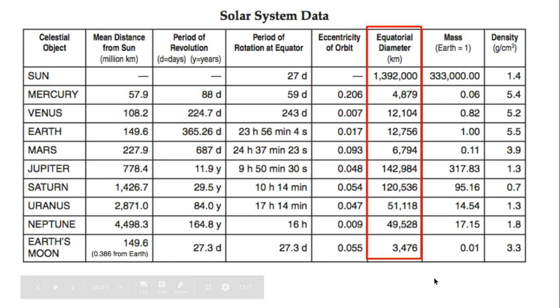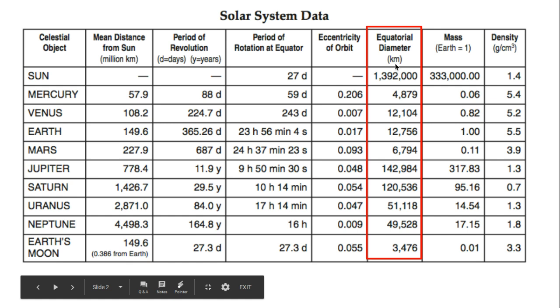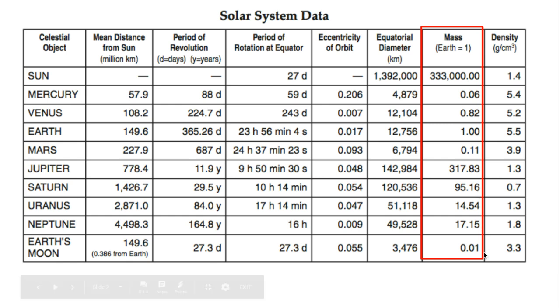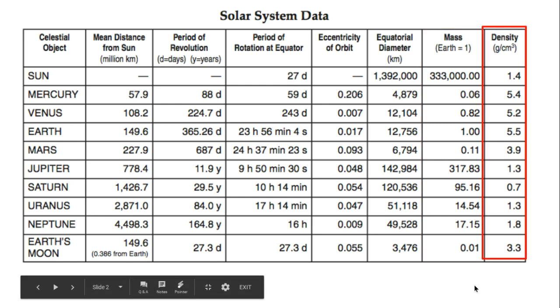The equatorial diameter is how big this planet is at the equator, and that is measured in kilometers. The mass of the planet compared to Earth. So, for example, Saturn is 95.16 Earths. And the density of the planet in grams per cubic centimeter.